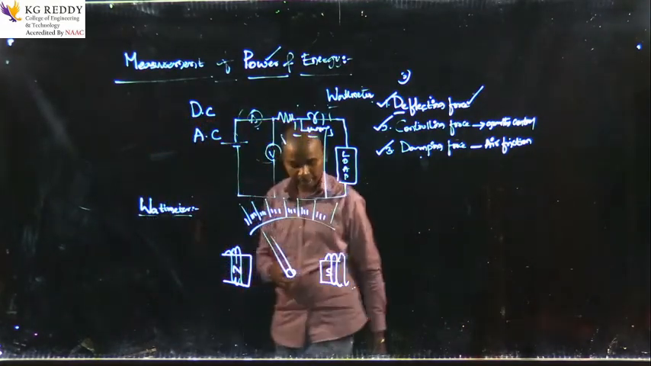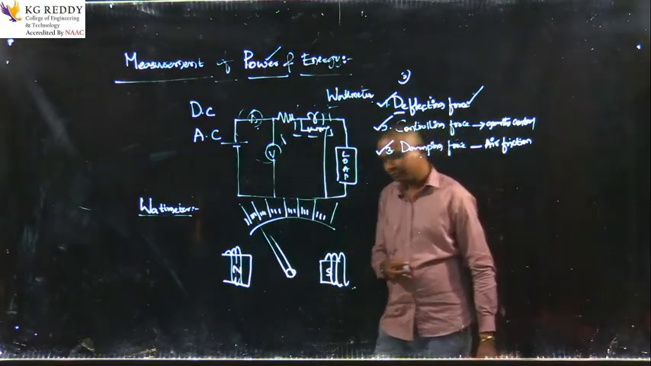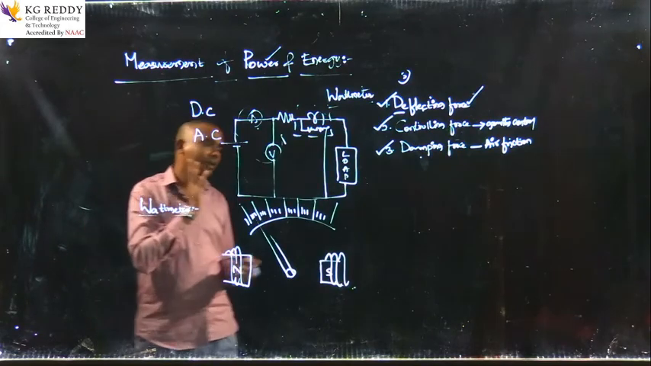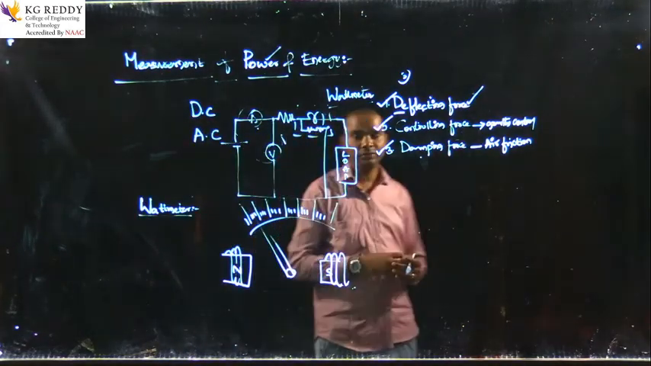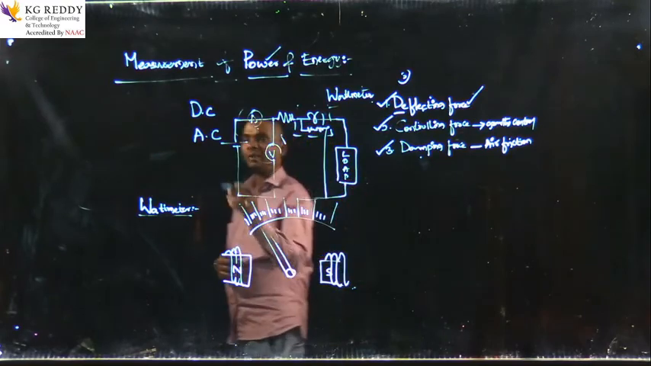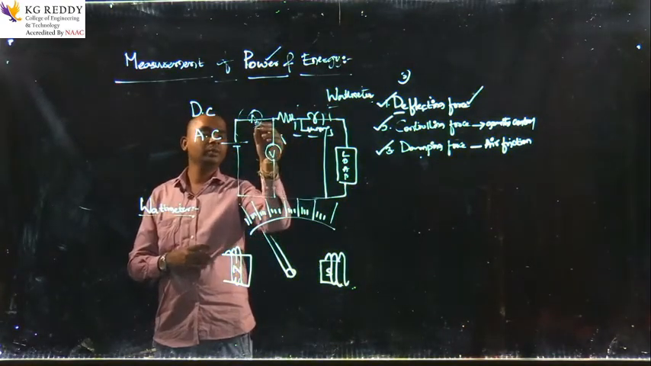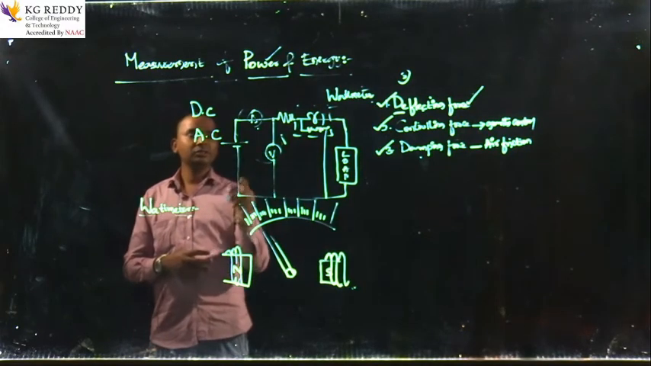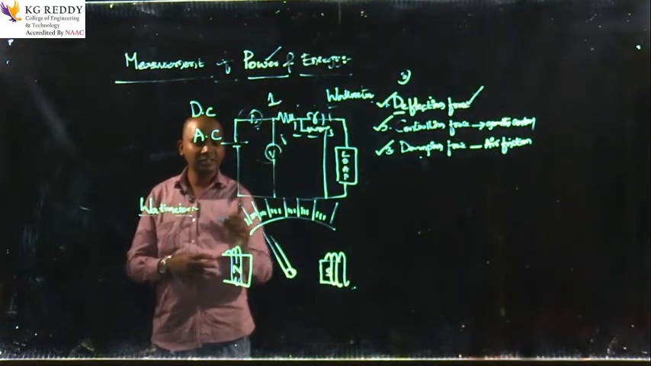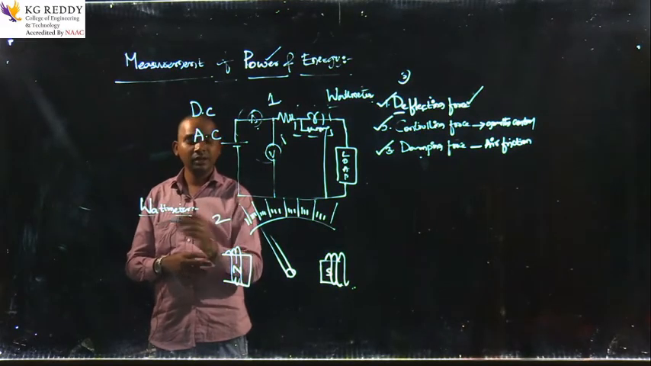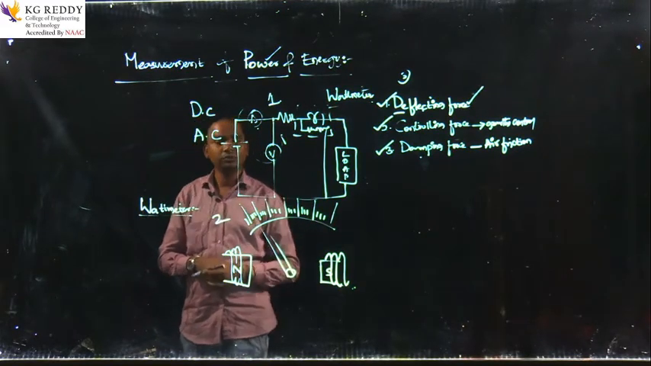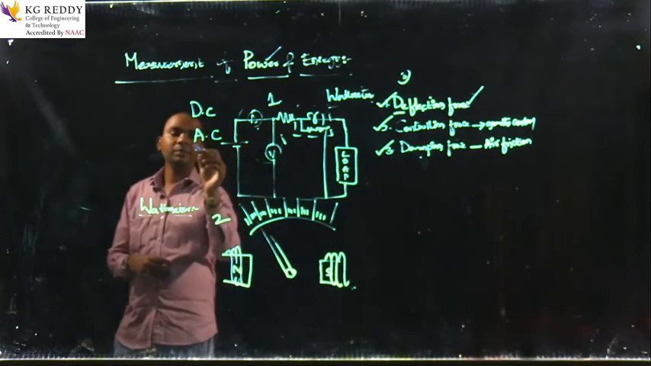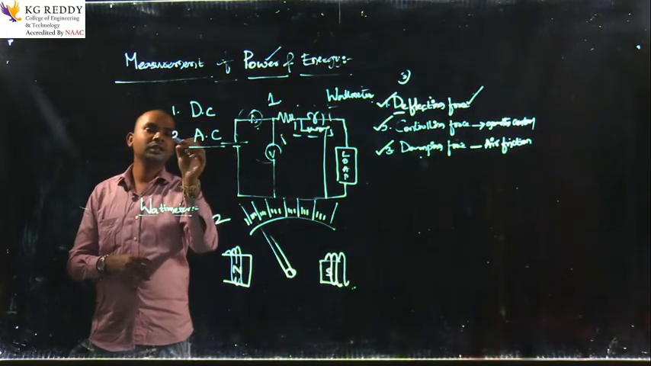Next, see here, this is one kind of method. For different ranges of supplies we will have different methods. For DC measurements, we directly use a voltmeter and ammeter and measure the value. Another kind is using a wattmeter directly, by which we can measure the value of power. Then, coming to AC, this is one kind of method and this is another kind of method.